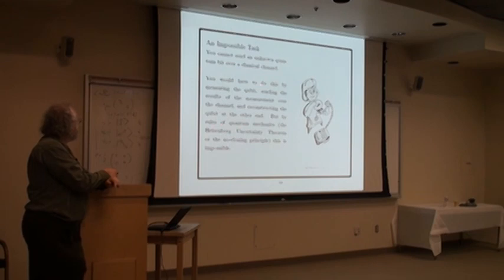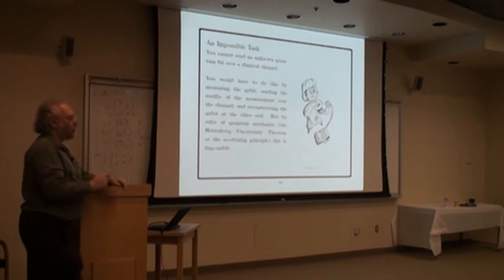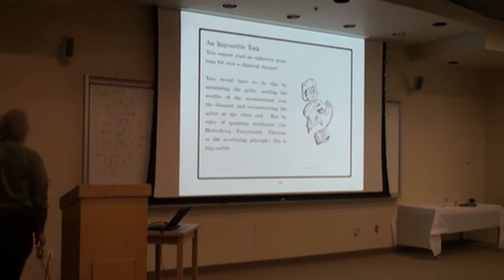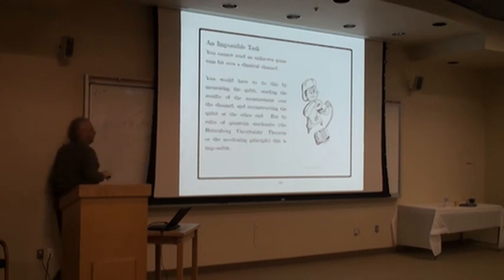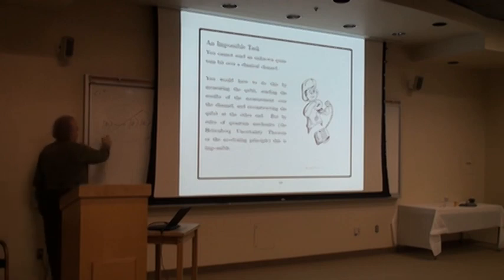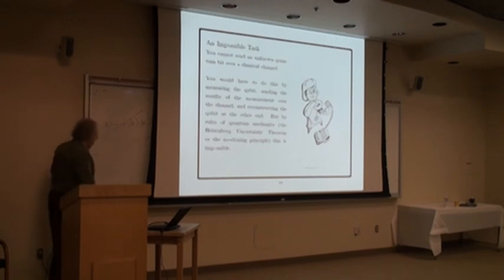But by the rules of quantum mechanics, this turns out to be impossible. One way to see this is the no-cloning theorem, which says you cannot take an unknown quantum state and make two copies of it. This is forbidden by the rules of quantum mechanics because it is not a unitary transformation.